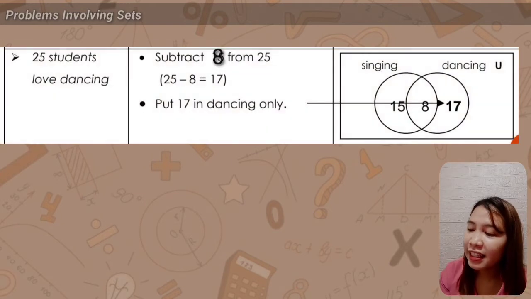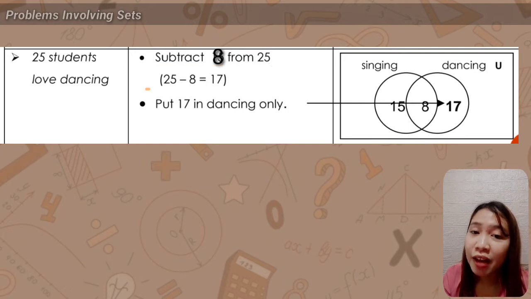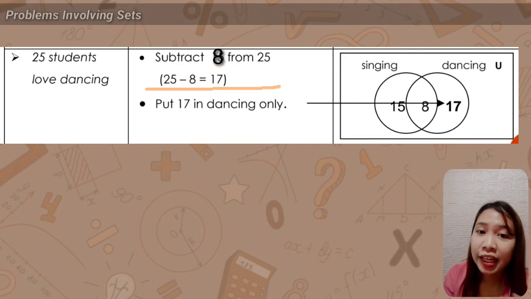And then, next is 25 students naman love dancing, no? So, doon naman tayo magbabase. So, since meron na tayong 8 na love yung singing and dancing, ima-minus natin yung 8 dun sa 25. Kaya, 25 minus 8 ay equals to 17. So, ibig sabihin, there are 17 students who love dancing only.